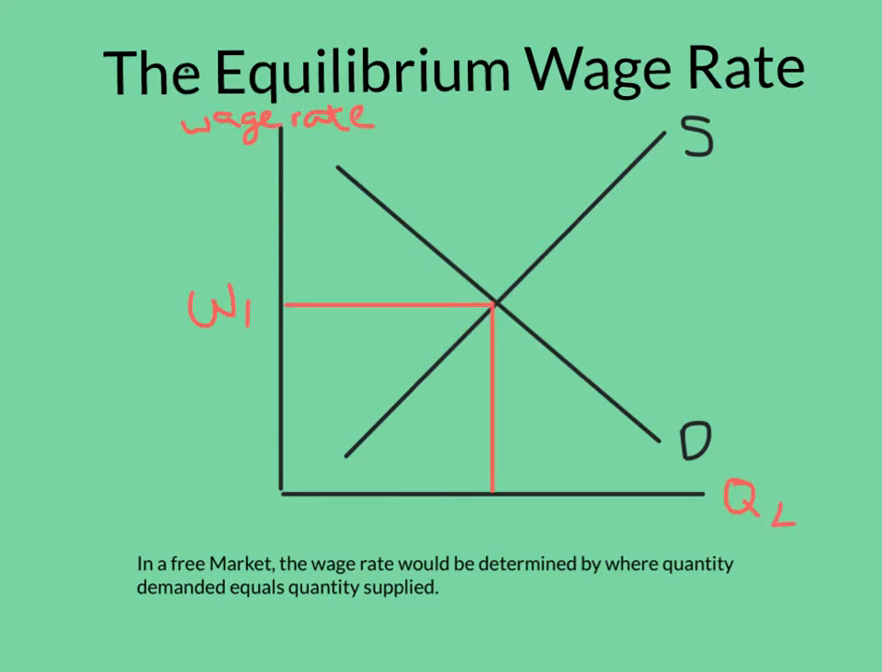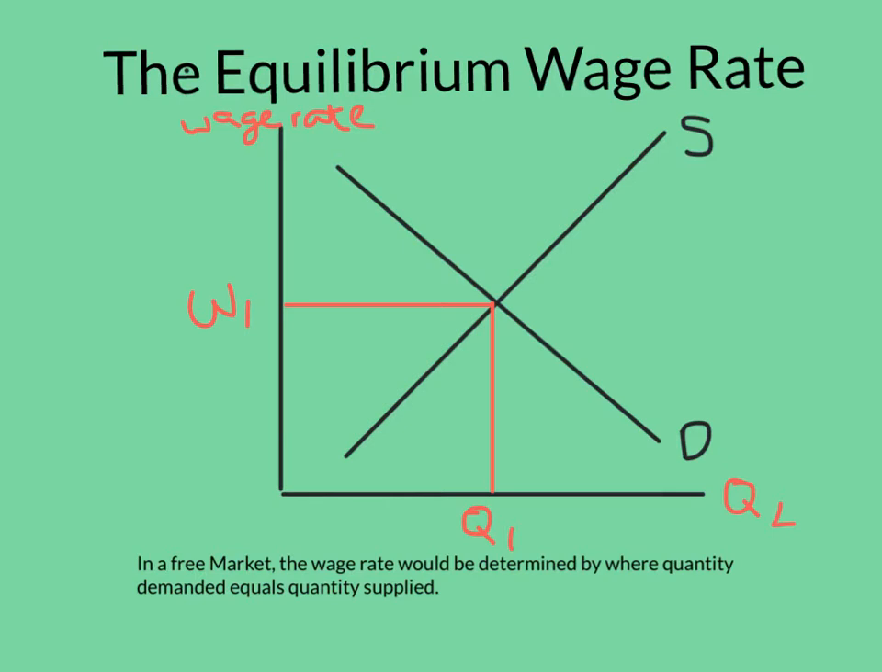Okay, so first of all, it's worth noting that in a free market, the wage rate will be determined by where quantity demanded equals quantity supplied. So we know that this is our market equilibrium from what we learned in demand and supply. So if there was no intervention in the market, that means it being a free market, we would see the wages being set at W1, which is determined by the market equilibrium, and the quantity being Q1, also determined by the market equilibrium. So that would be the wage rate.